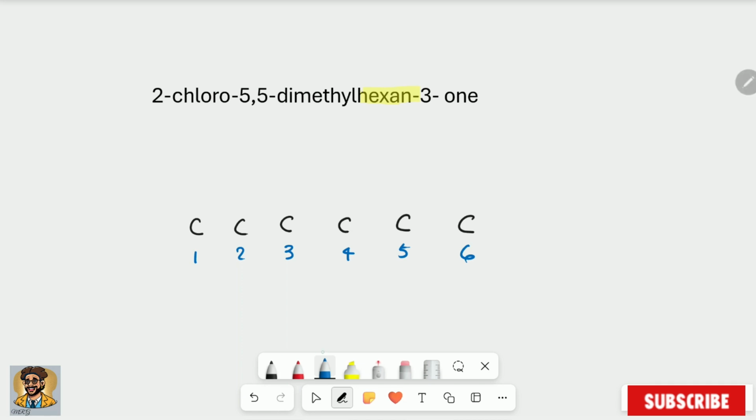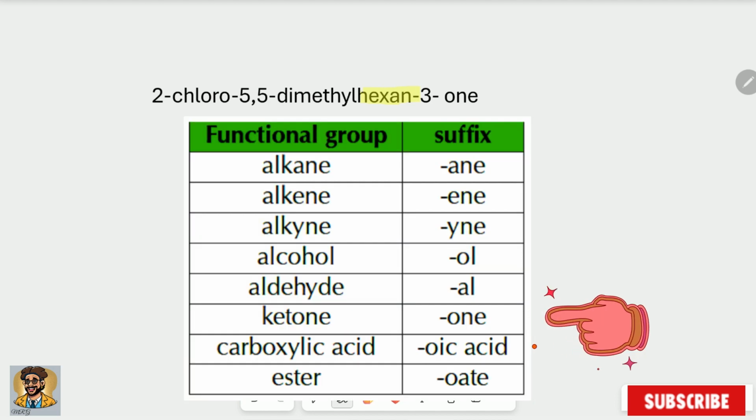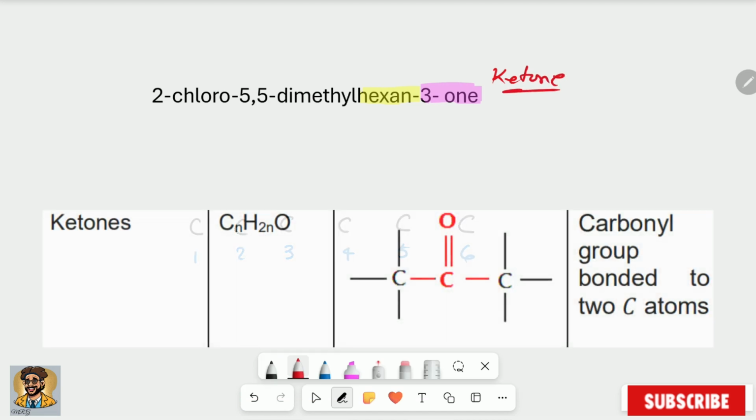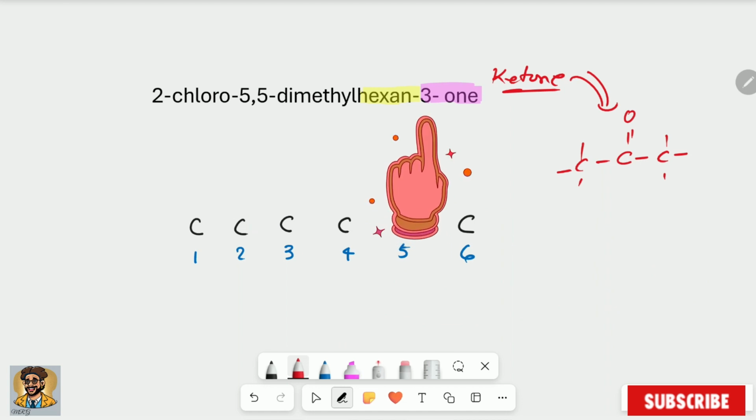So now, what are you going to do next? Next comes the homologous series. If you identify the homologous series, you can find out which one is the functional group. Homologous series here, what is that? It's a ketone, and therefore the functional group will be carbon double bonded to oxygen. That is the functional group for ketone. So where is the one? In carbon number 3. So here in the third carbon, I'm going to have the double bond with the O.